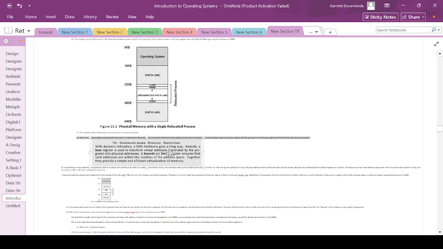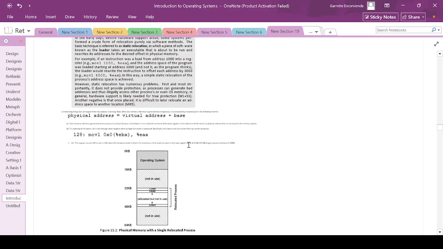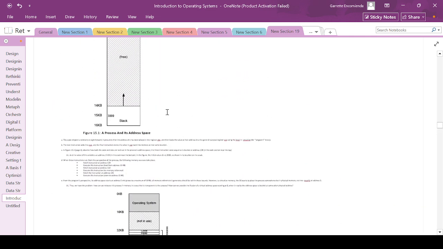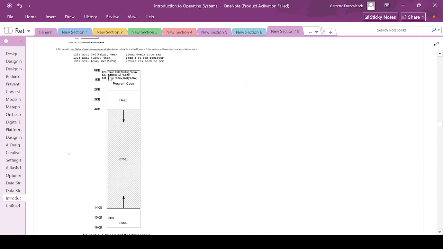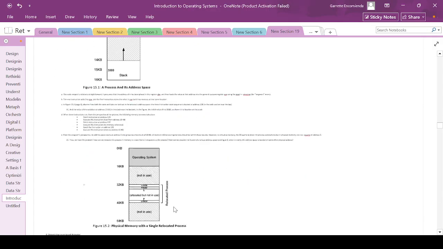Next, the processor begins executing the instruction. At some point, the process issues a load from virtual address 15 kilobytes, which the hardware takes and again adds to the base register of 32 kilobytes. After it executes the instruction at 128, we have another instruction here at 132: int x plus equals 3000.